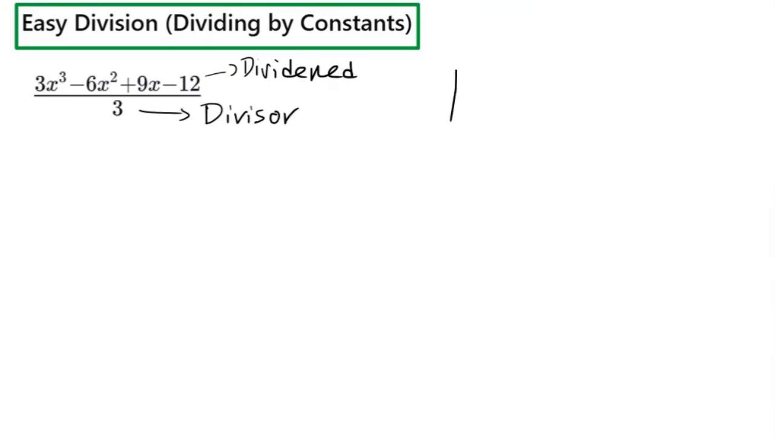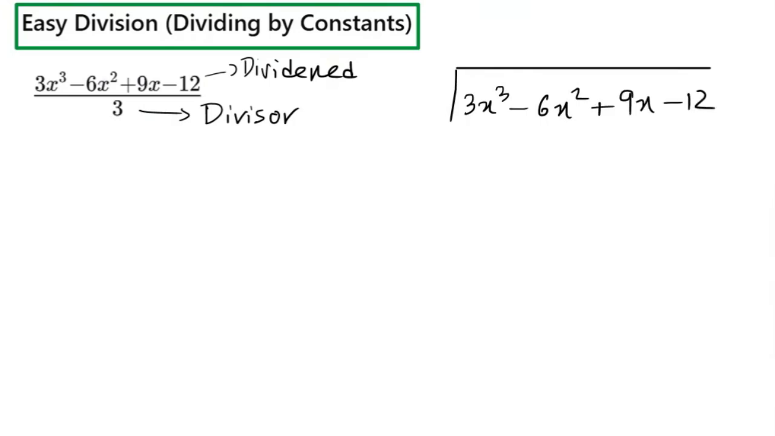So let's put the division bar like this and put the dividend inside: 3x cubed minus 6x squared plus 9x minus 12. Put the divisor outside. Now, this is where algebraic long division is slightly different from number long division.